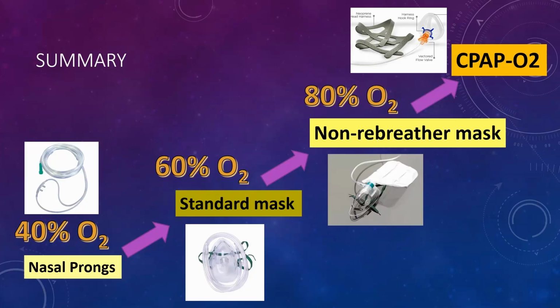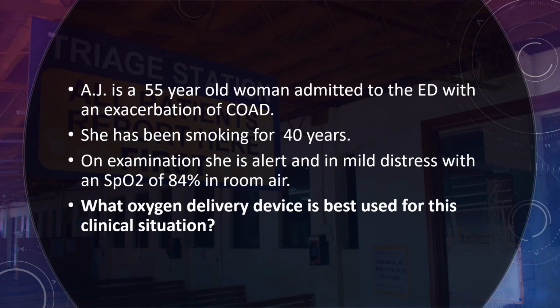Let's summarize. There are 4 basic oxygen delivery devices that we can use: the nasal prong, the standard mask, the non-rebreather mask, and CPAP systems. These should be employed in an escalating manner based on their performance and the clinical situation. Let's move on now to another case.